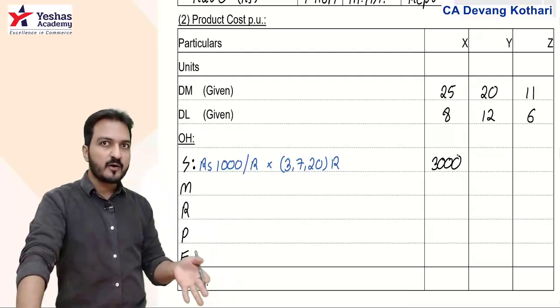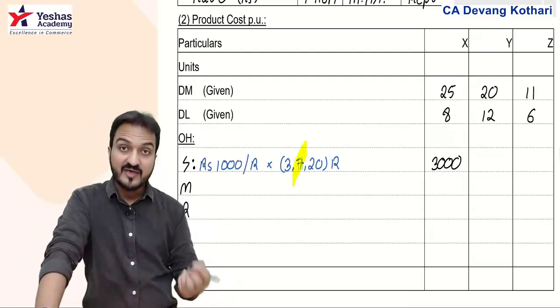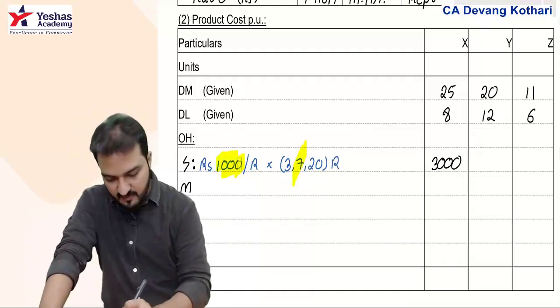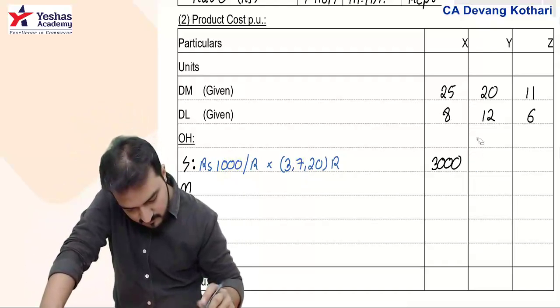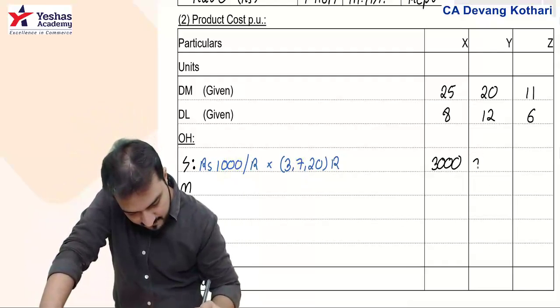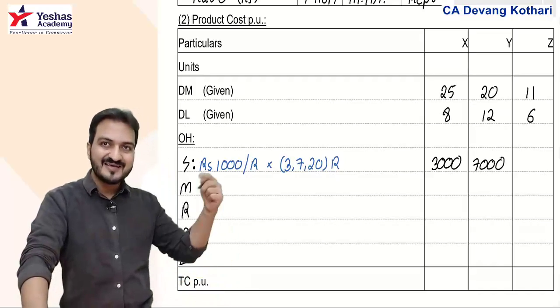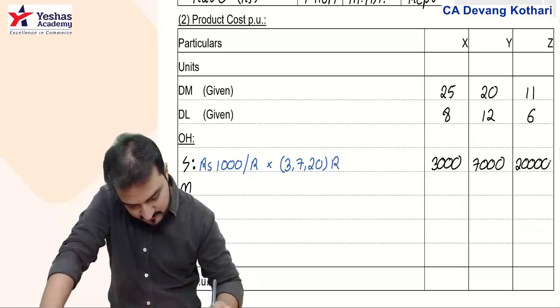For product Y, if you are running the production 7 times, each time it costs you 1000 rupees. So 1000 into 7 will cost you 7000. And Z requires 20 production runs. Each run is costing 1000 rupees, so that makes it 20,000.